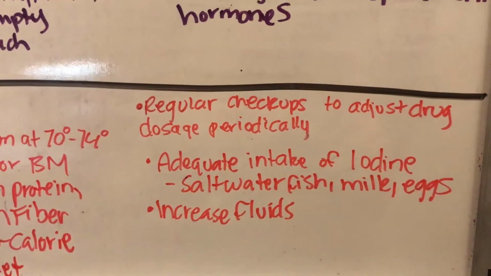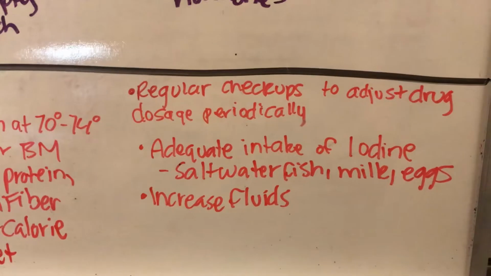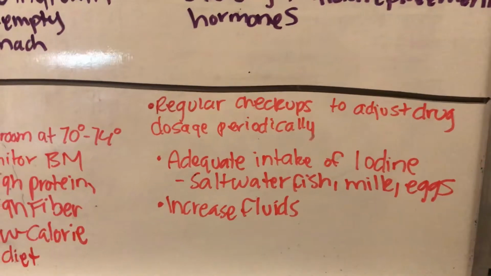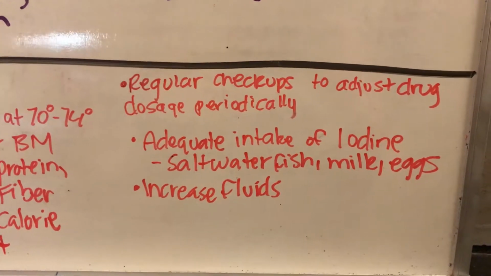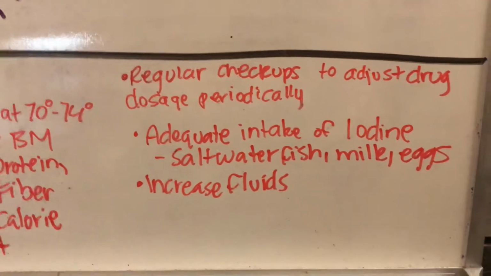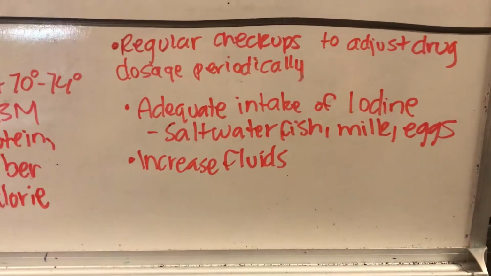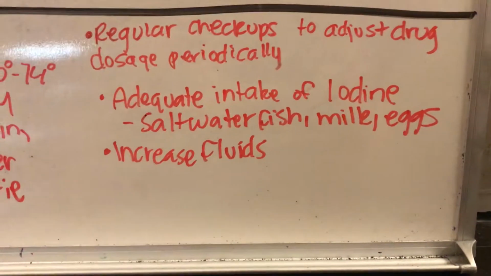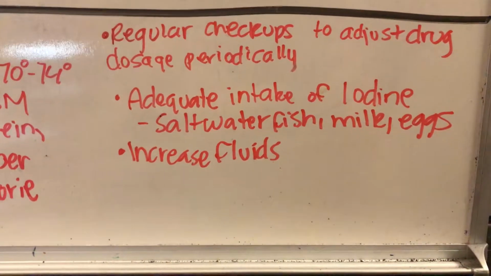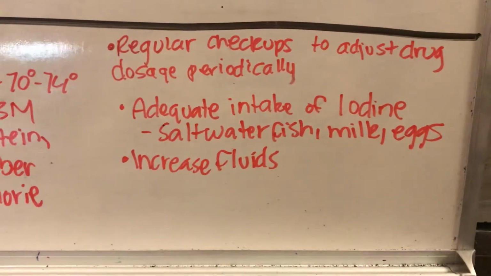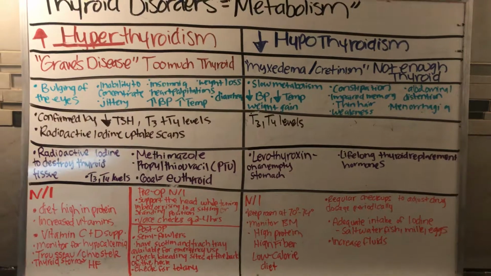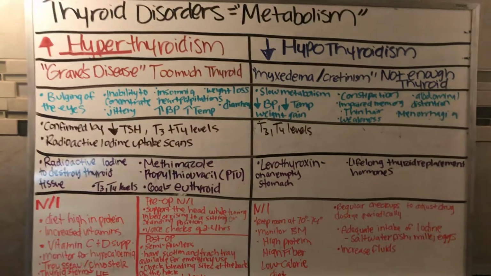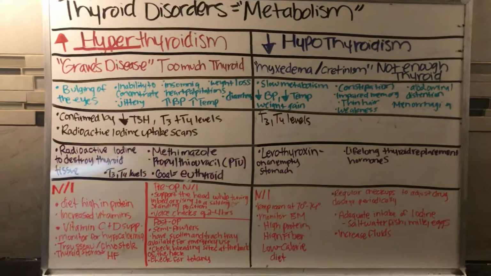So since they're on lifetime treatment, you want to keep monitoring them to see if they need to adjust, maybe increase their dose or decrease the dose. They need adequate intake of iodine, and you can get that from sources such as saltwater fish, milk, or eggs. And you want to also increase fluids. So that is your hyperthyroidism and your hypothyroidism. Remember, the thyroid's dealing with everything metabolism.